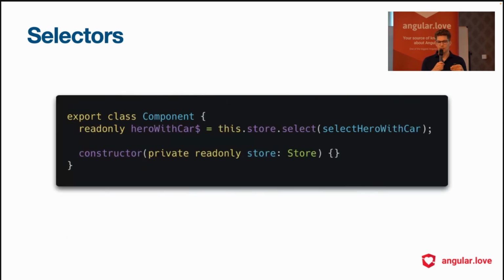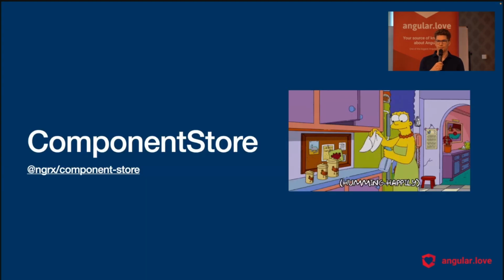And in the component, it is really easy to use the selectors. We simply have a single observable property that reads something from the state. And the component code is really, really simple. No need for ngOnInit, a really readable solution.